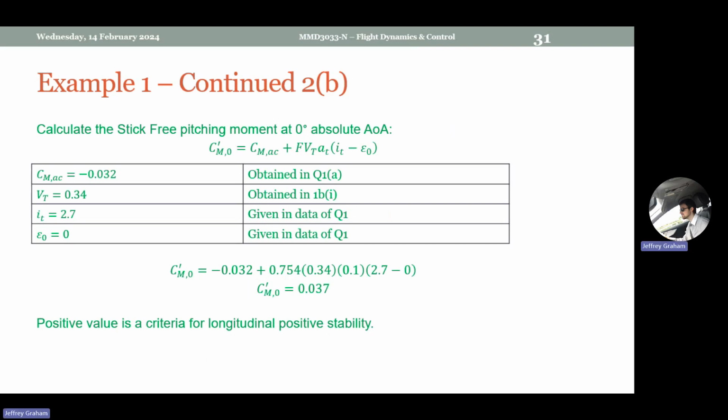Right, so CMO 0.037. It's basically plugging in some numbers into our formula now. It's positive, so it's still one of the indicators that we've got positive stability, although it's stick free this time.